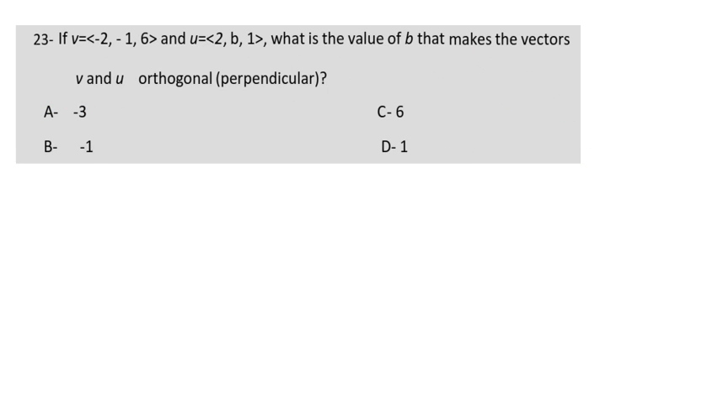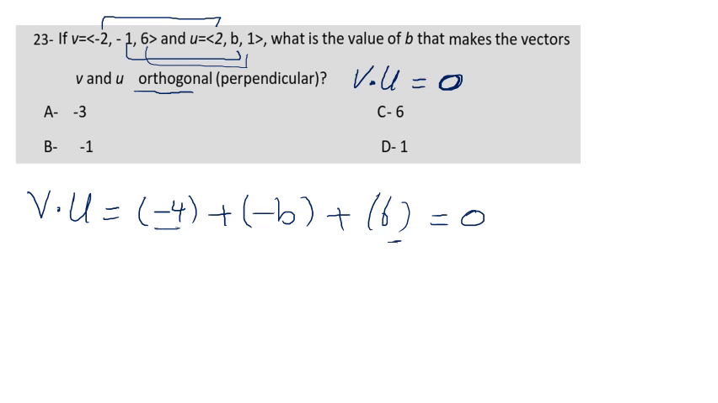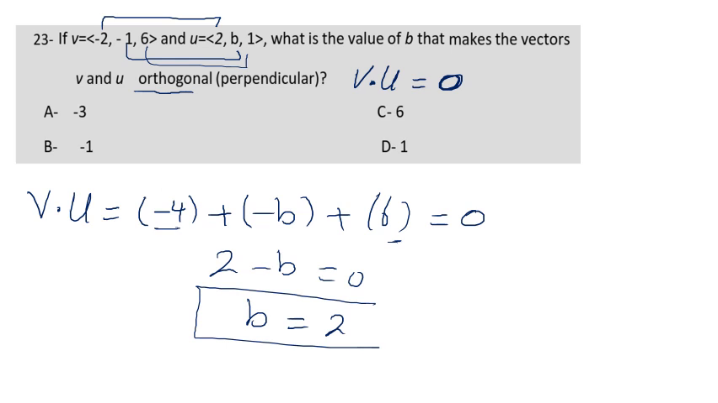If v is equal to negative 2, negative 1, and 6, and u is equal to 2, b, and 1, what is the value of b which makes these two vectors orthogonal? Orthogonal means perpendicular. And to make two vectors perpendicular, the dot product of them should equal 0. So negative 2 multiplied by 2 is negative 4, plus negative 1 multiplied by b is negative b, plus 6 times 1 is 6. So this sum is supposed to equal 0. So negative 4 and 6 is 2. So 2 minus b is equal to 0. So b is equal to 2. So the right answer is D.